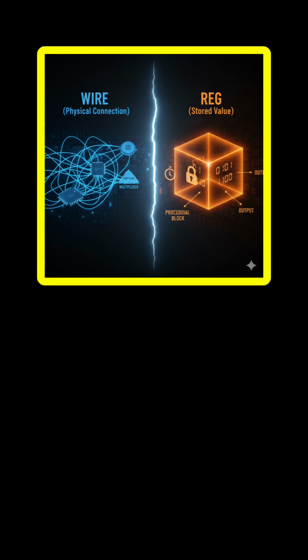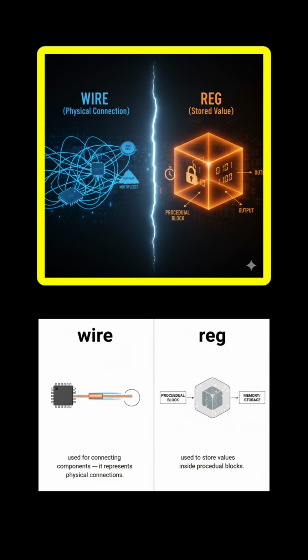Think of wire as just a connection, it needs a driver, it can't store anything. But reg, that one can hold a value inside procedural blocks.